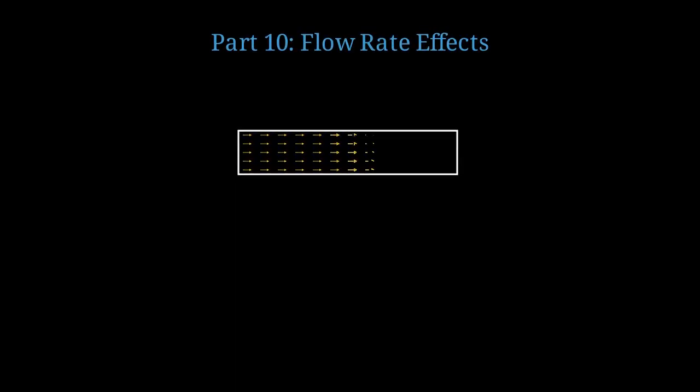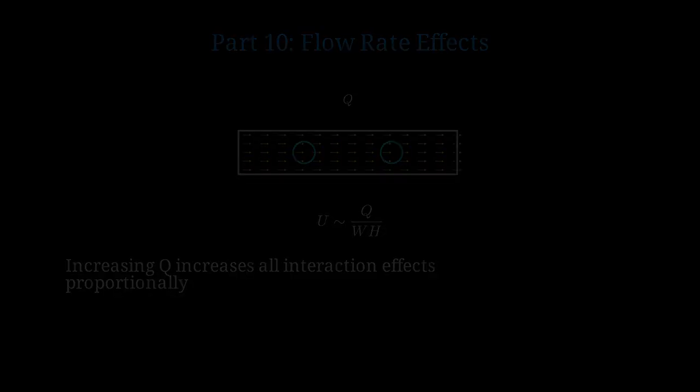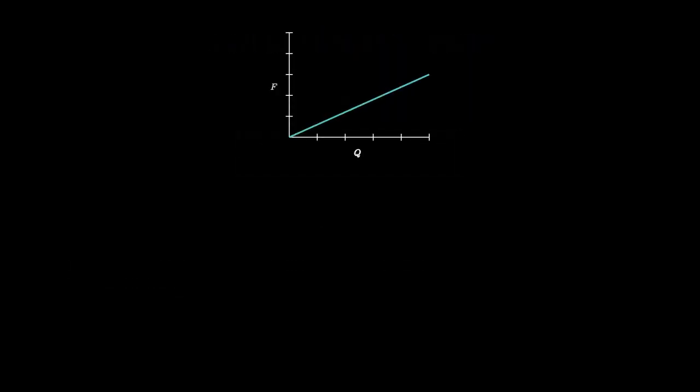The overall flow rate in the channel dramatically affects droplet interactions. Higher flow rates Q mean faster velocities, stronger interactions, and more dramatic communication between droplets. Velocity scales as flow rate divided by channel width times height. Increasing the flow rate increases all hydrodynamic interaction effects proportionally. Interaction force scales linearly with flow rate, making Q a powerful control parameter.